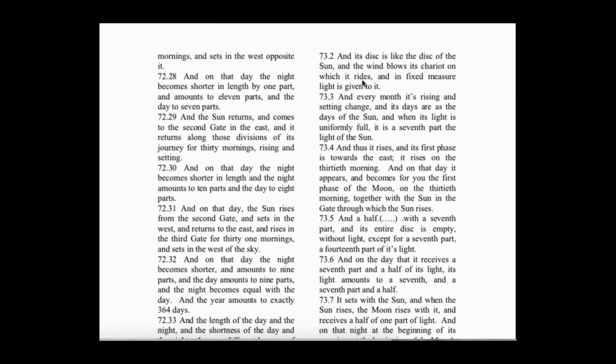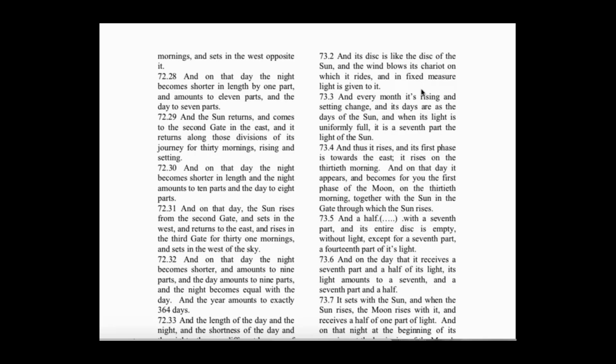And its disk is like the disk of the sun, and the wind blows its chariot on which it rides, and in fixed measure light is given to it. So let's see. Here it says that the sun and the moon is a disk. It's not a ball. Okay.